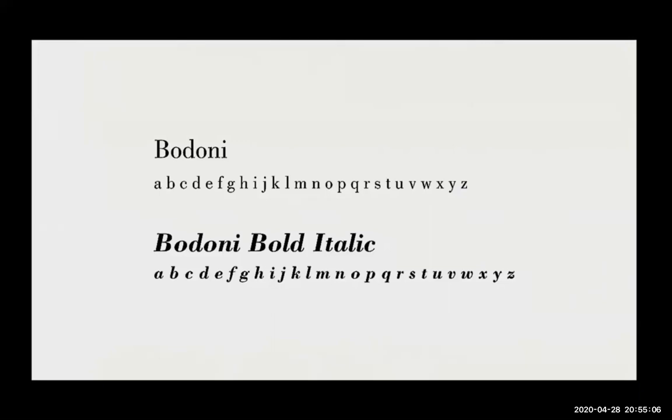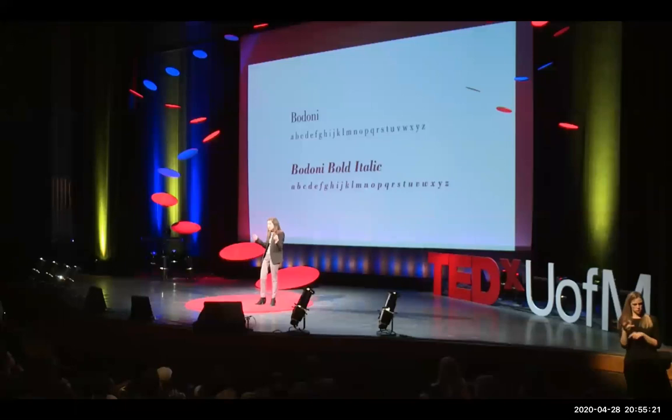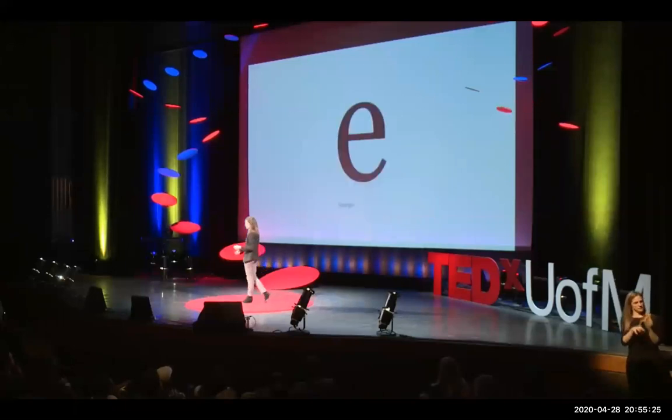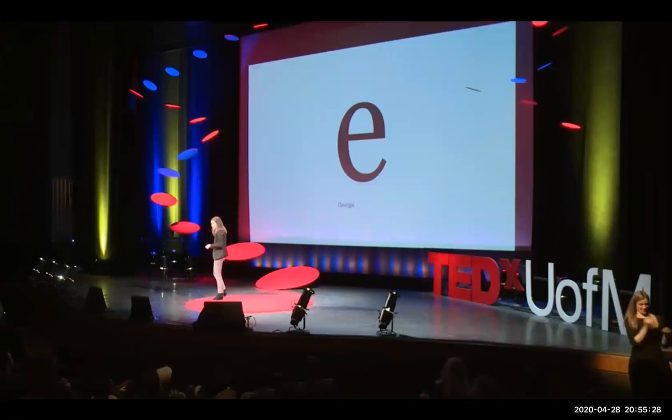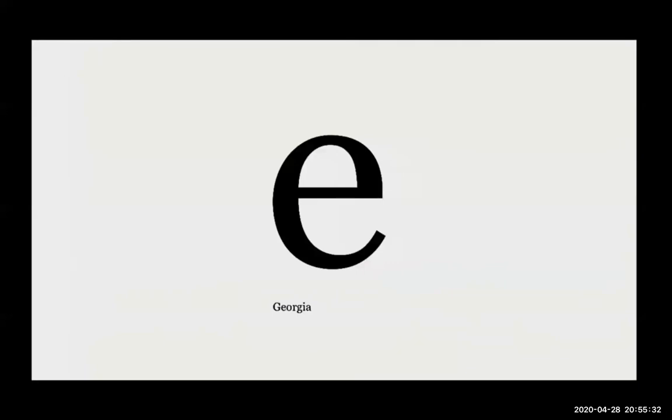A typeface is a series of letters that are designed to belong together. So Bodoni is a typeface. Now, Bodoni bold italic is a font, which is a specific group of letters within a typeface. So fonts make up typefaces in the same way that chapters make up a book. All typefaces are made up of letter forms. Letter forms is the individual design of any one letter.